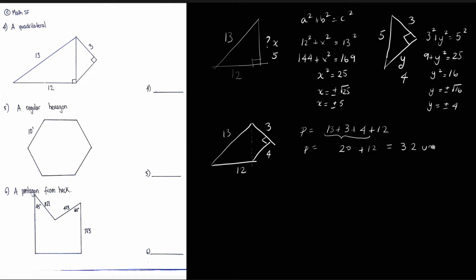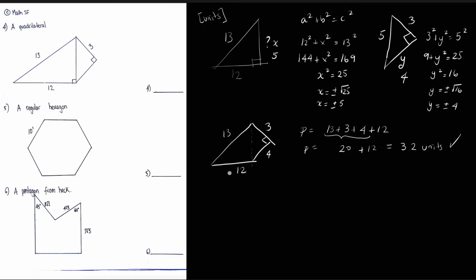Units. Because the units are not shown, we just declare that these are units. So I might want to write here "units" in brackets as a reminder. Now we found the perimeter, we got this one here. Now let's find the area.